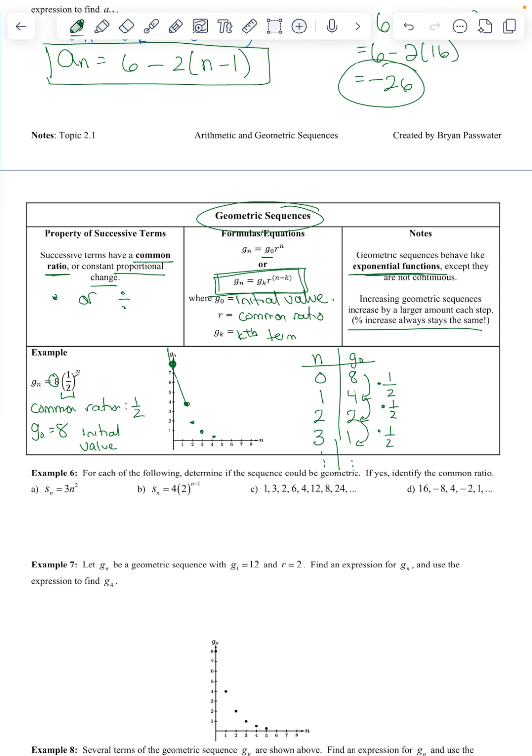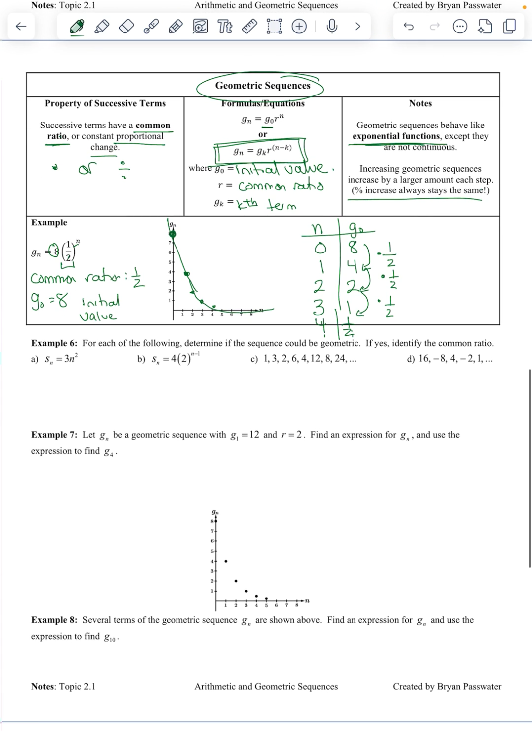So it looks exponential. And this is an example of when you plug in 4, you get a half, right? So the range doesn't have to be whole numbers, but the domain does.